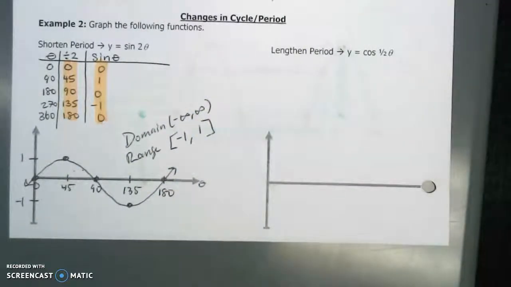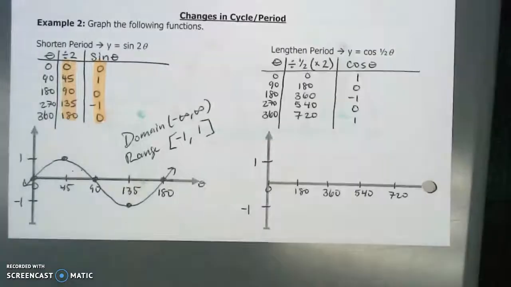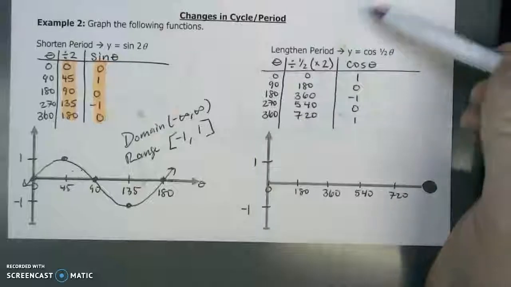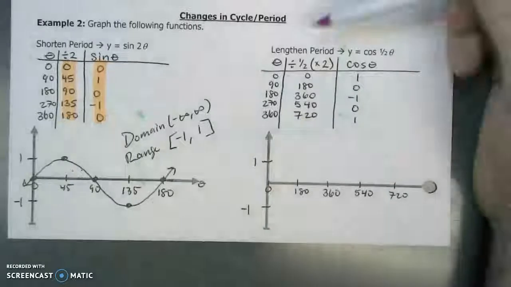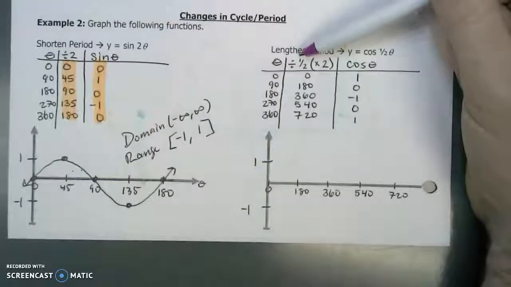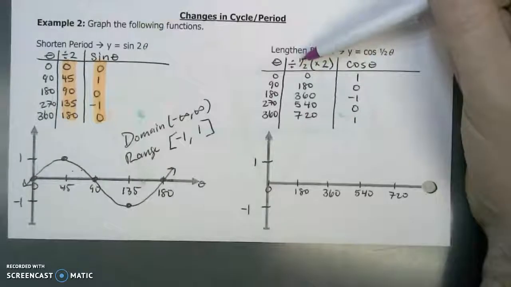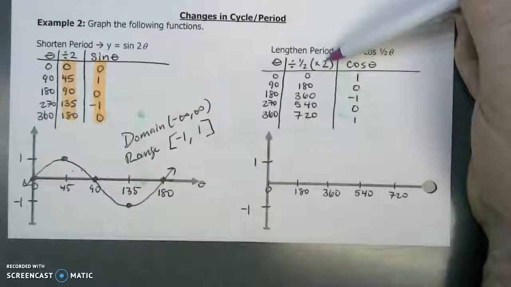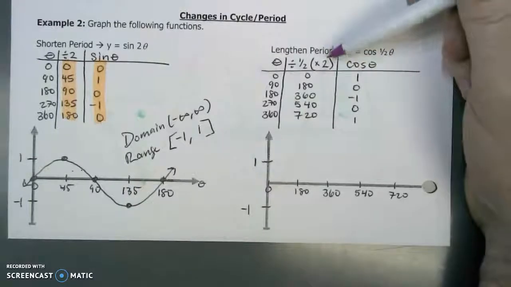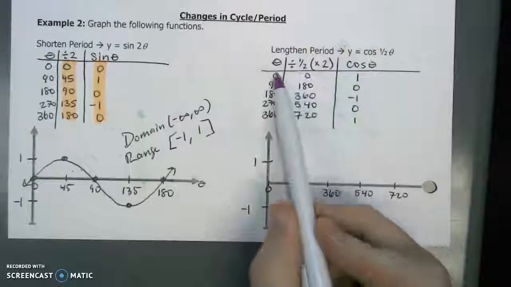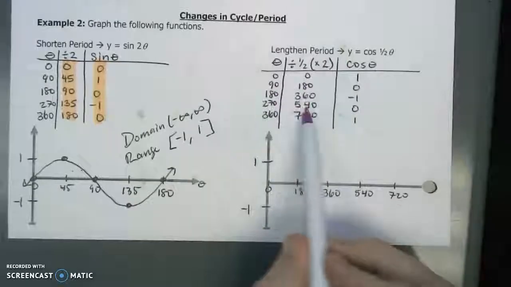Go ahead and pause the video and try the next example. This is what your table should look like. The 1/2 means that instead of multiplying by 1/2, we want to divide by 1/2. But you know, with fractions you can't divide by a fraction, you actually need to multiply by the reciprocal. So actually we're multiplying by 2. So I took all of my theta values and multiplied them by 2.